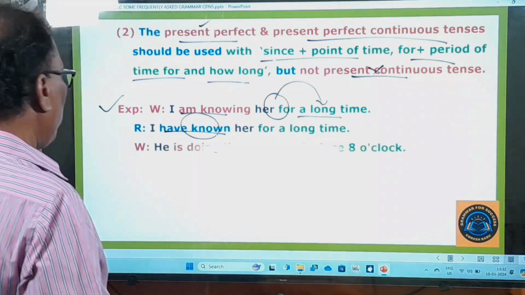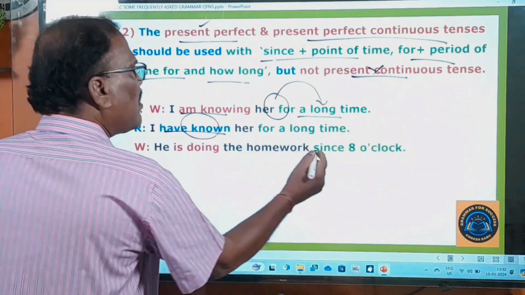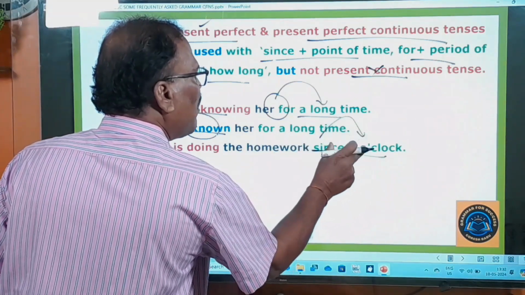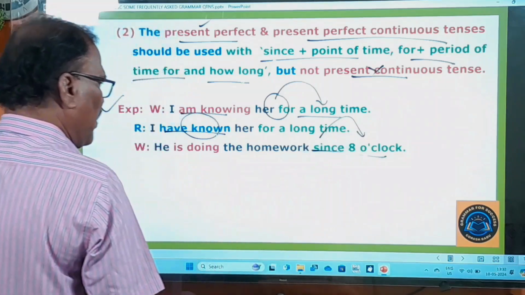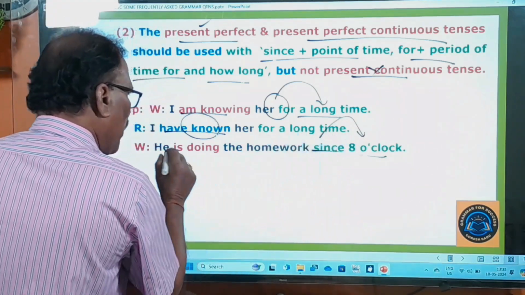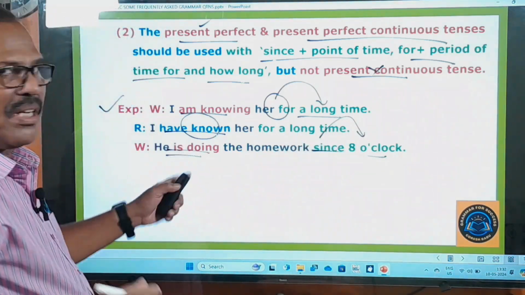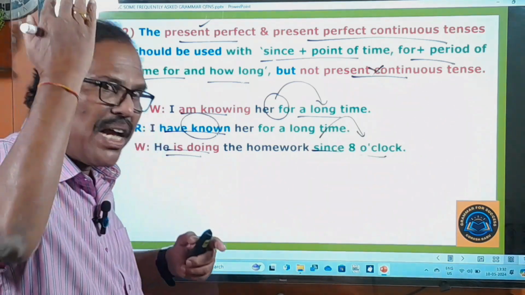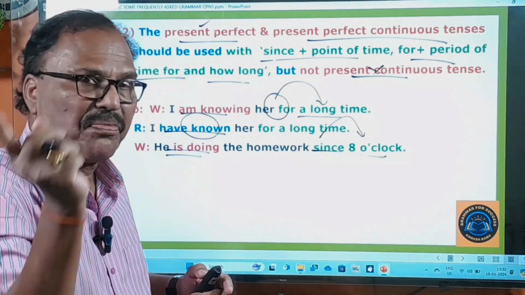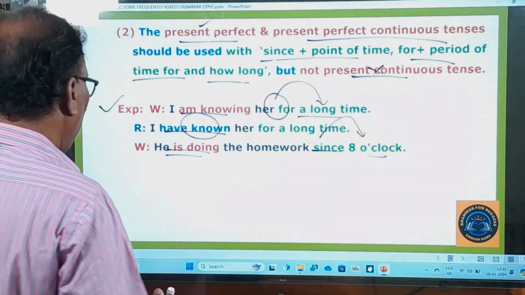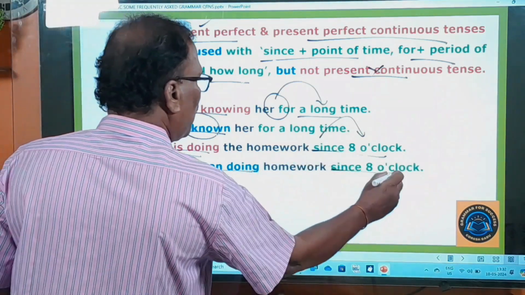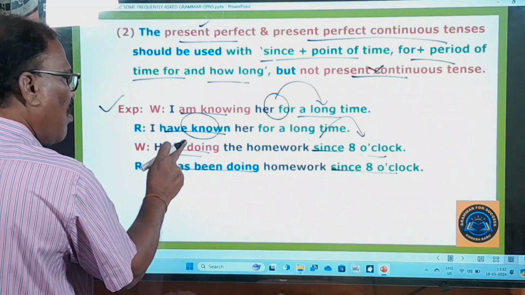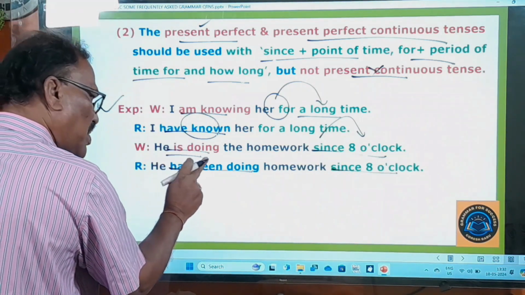And one more example I am giving you here is doing the homework since 8 o'clock. Since plus point of time is given. Whenever there is since plus point of time, you should not use present continuous tense. This point you immediately flash in your mind. It must flash in your mind. Right. And here, what should you say? He has been doing homework since 8 o'clock. Okay. Present continuous wrong. Present perfect continuous is right.